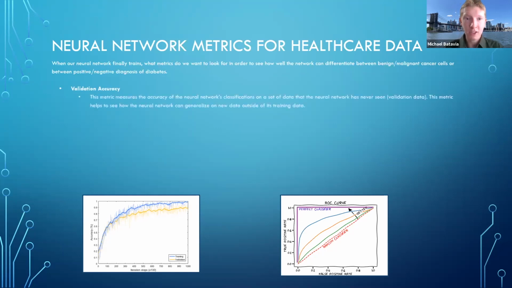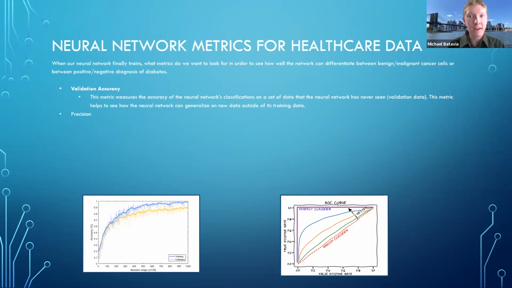The first thing is validation accuracy. Validation accuracy is the accuracy of the neural network's classifications on a set of data that the neural network has never seen. Usually what you do with your healthcare data is split it into 2 sets. You have your training data, which is what the neural network is going to learn from, and you have your validation data, which is data that the network has not seen yet. And the idea is that the validation data is going to reflect the true nature of how good your neural network is.